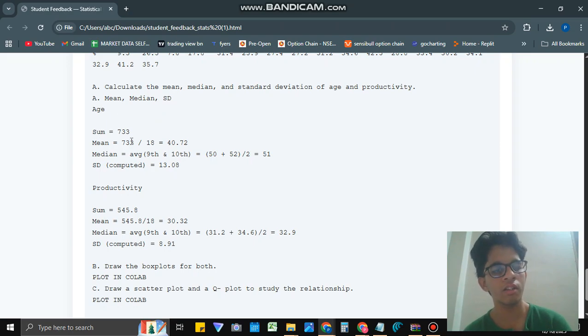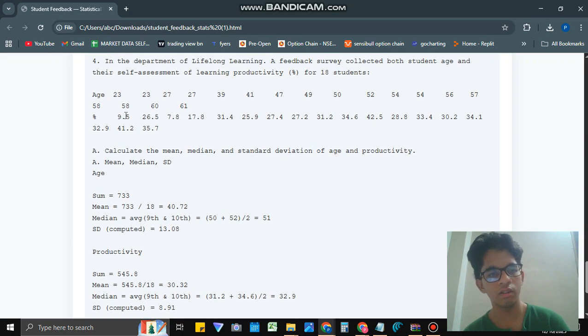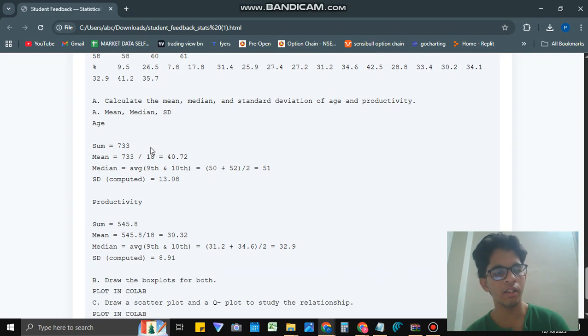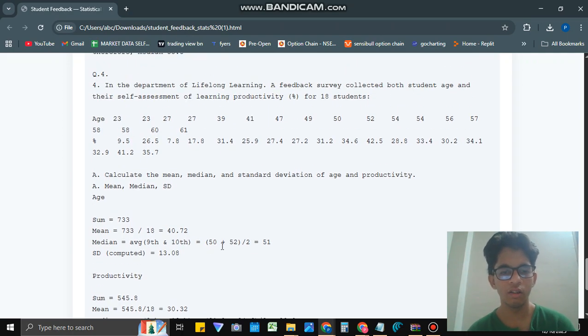As we know, the mean is the sum divided by the total number of data points. We will sum all of these one by one, 9.5, 26.5, and we will get 733, and divide by the total number of data points, that is 18. So it will be 40.72. The median, as we know, since it's an even number, will be n by 2, so the 9th and the 10th positions. So we get the median as 50 plus 52 divided by 2, the average between these two.